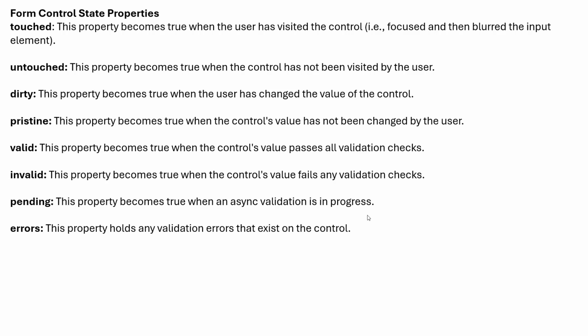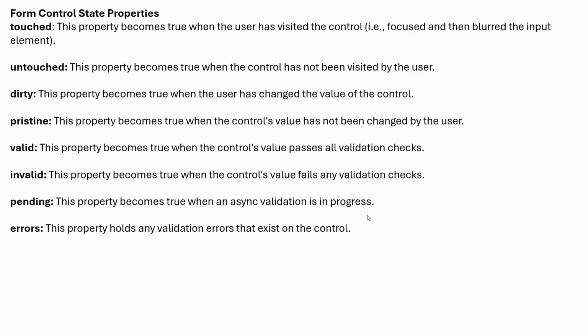And the second one is the untouched property. This property becomes true when the control has not been visited by the user. I mean to say, not touched. The third one is the dirty property. The property becomes true when the user has changed the value of the control. And the next one is pristine. The property becomes true when the control's value has not been changed by the user.